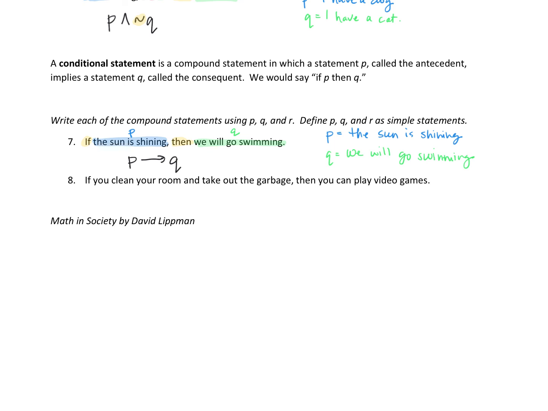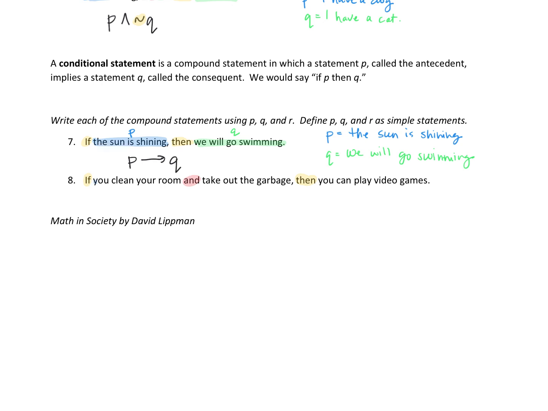In the directions it said using P, Q, and R. You would only need R if there's more than two simple statements. So let's look at number 8. First of all, we can see that we have the if then. So that tells you it's going to be a conditional statement. Look at the part after if. We have an and connector there. So we have two statements in the if portion, and then we have one statement after the then portion.